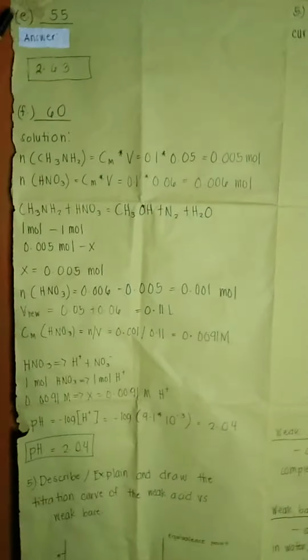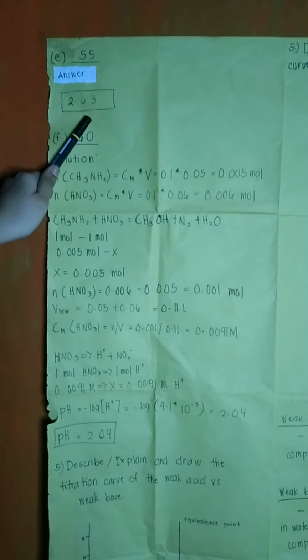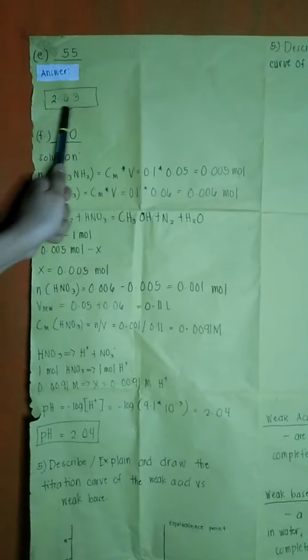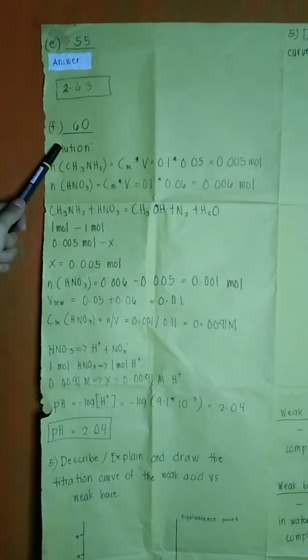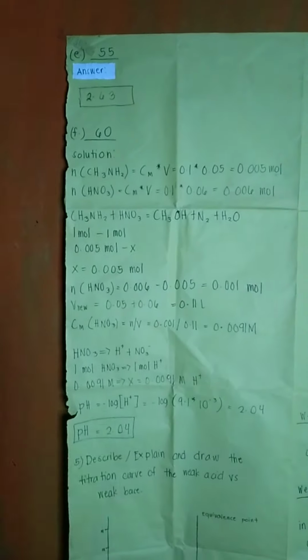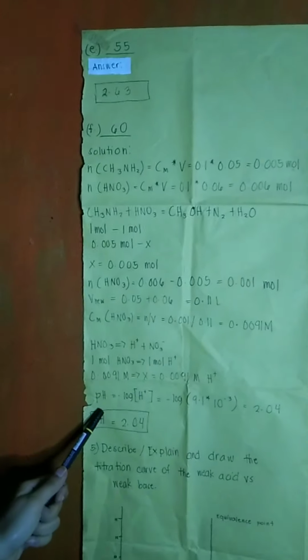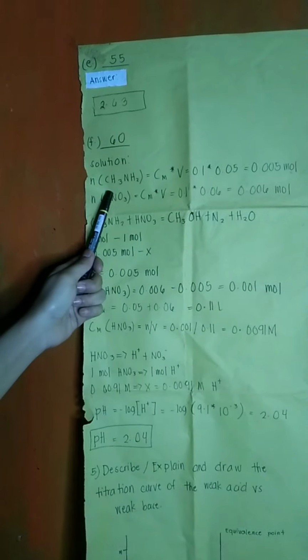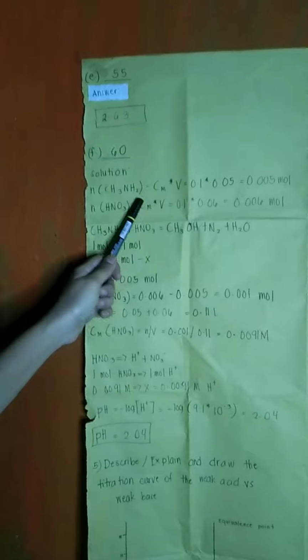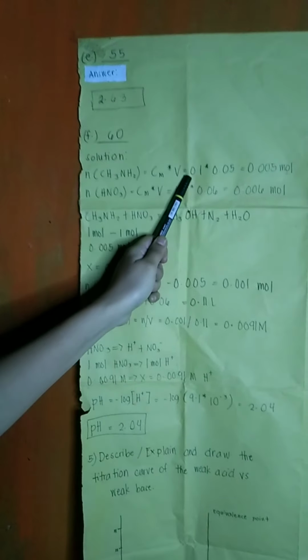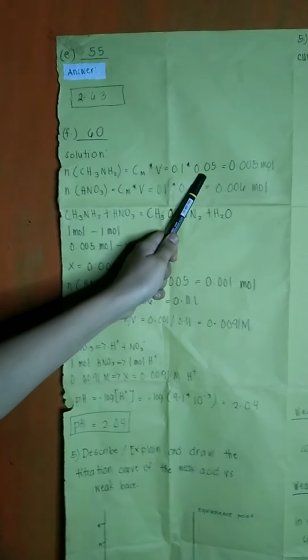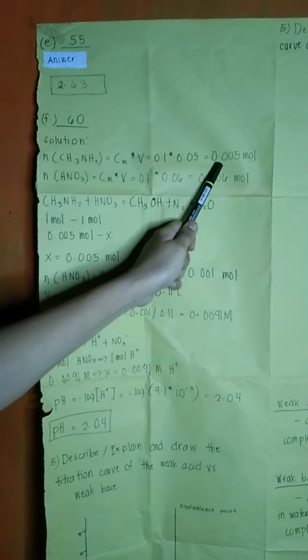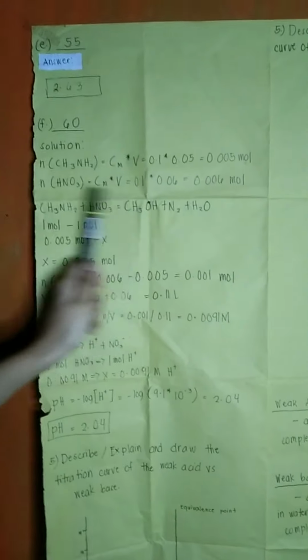Let's proceed to letter E, which is 55. The final answer of this problem is 2.63. Next, letter F, which is 60. This is the solution of this problem. n of CH3NH2 equals Cm times V equals 0.1 times 0.05. We can get 0.005 mole.